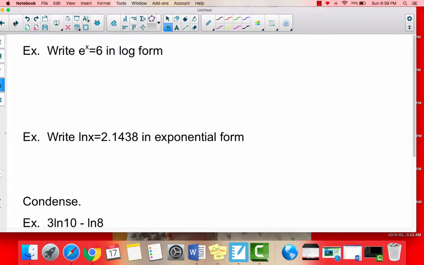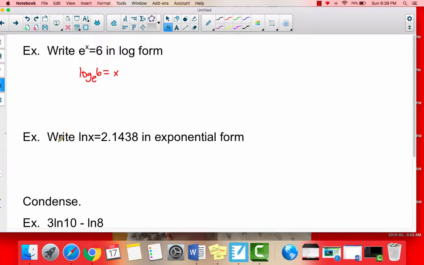Now we're going to practice writing the ln, or natural log, in multiple forms. This first example says write e to the x equals 6 in log form. You're going to treat it exactly like we did when we started with the log functions, by first finding your base. So our base is e, so we're going to write log base e of 6, and remember the exponent goes after the equal sign. So log base e of 6 equals x.